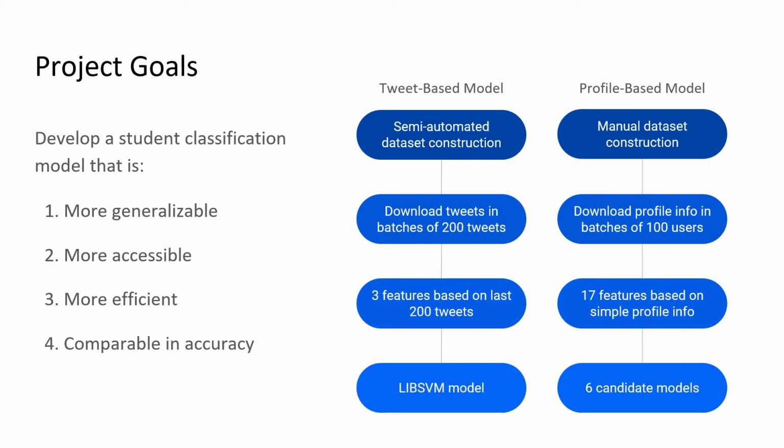The third goal was efficiency. A profile-based approach also simplifies the data collection process. Due to rate-limiting features of the Twitter API, collecting profile information is much faster than collecting tweet data, allowing approximately 100 times as many users to be analyzed within a rate limit period of 15 minutes. Our final goal was to maintain the same high accuracy achieved in previous works. We thus utilized 6 different model candidates and picked the best performing choices to investigate further, which we will discuss later on.